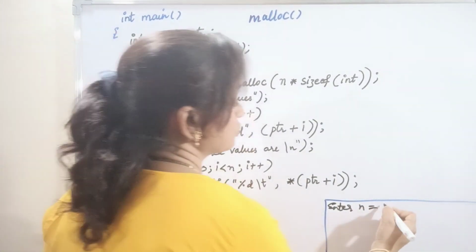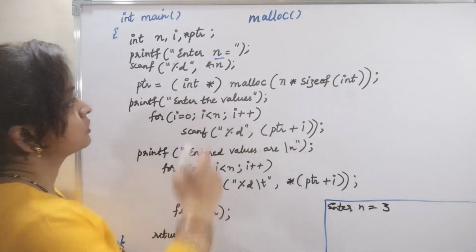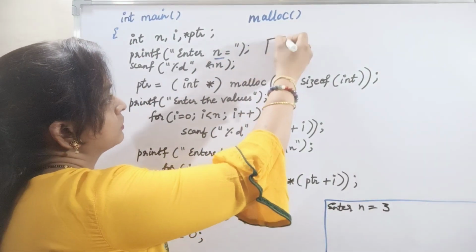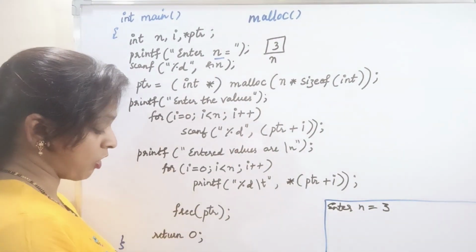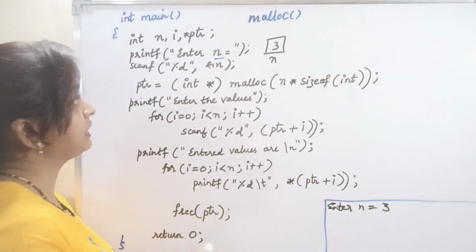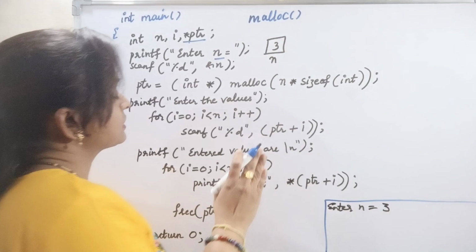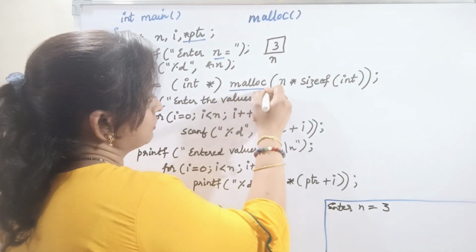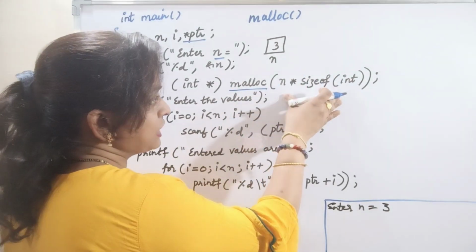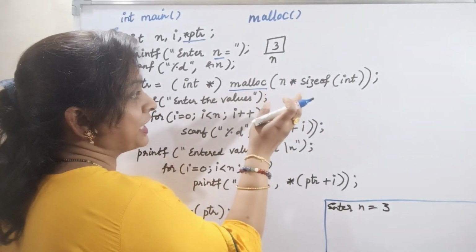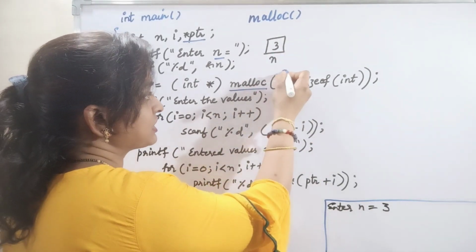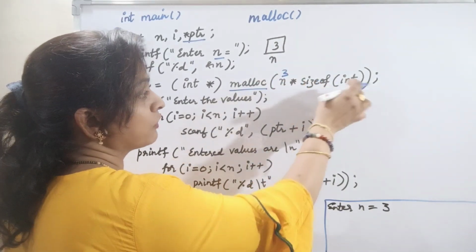So I just say I want to store 3 values. So n value will be 3. Then here is the malloc function. So for that we have an integer pointer. So as I said, malloc function followed with the size of the memory to be allocated. I say n size I need to allocate. N means which is 3 into the size of the data type.